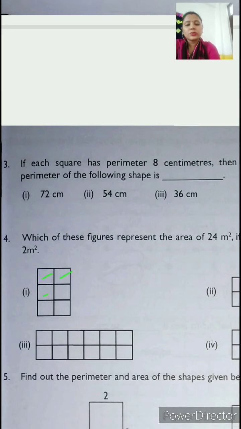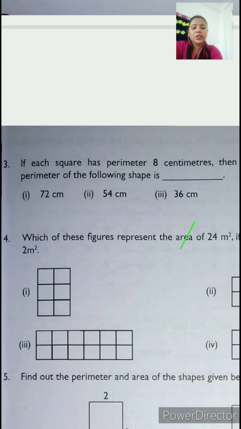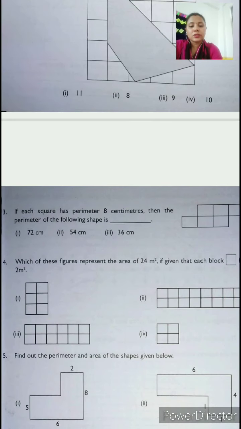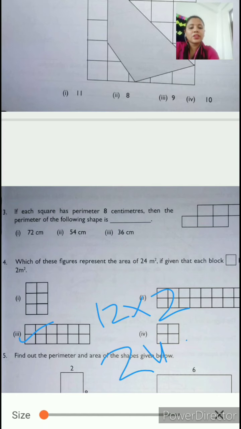1, 2, 3, 4, 5, 6. So 6 multiplied by 2 is 12. No. 1, 2, 3, 4, 5, 6, 7, 8, 9, 10, 11, 12. 12 multiplied by 2 is 24. Yes. So the answer is the 3rd one. Because the total number of blocks is 12 and each block is 2 square meters. So 12 times 2 is 24. So the total area is 24 square meters. So the answer is the 3rd one.